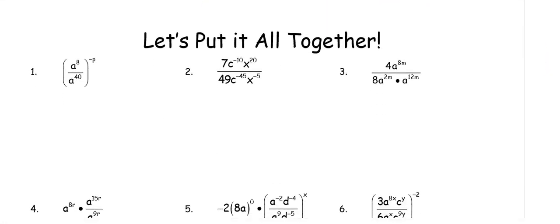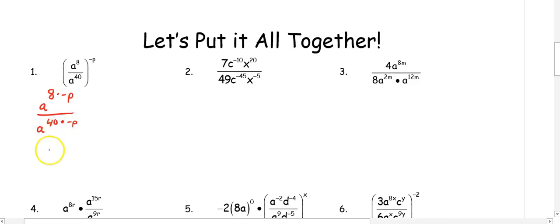So let's put it together and look at some examples. So in the first one, we're going to distribute our negative p exponents. So we have a to the 8 times negative p over a to the 40 times negative p. So that gets us a to the negative 8p and a to the negative 40p. Now notice that both of these exponents are negative, so they need to switch from the numerator to the denominator, and vice versa. So that gets us a to the 40p over a to the 8p.